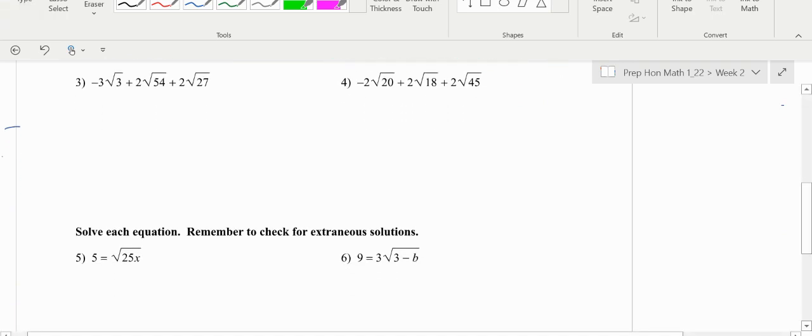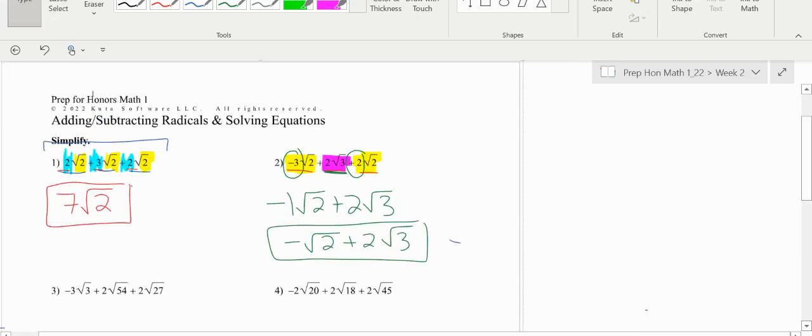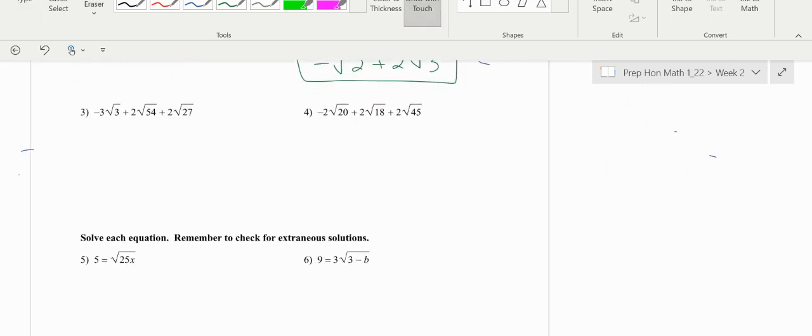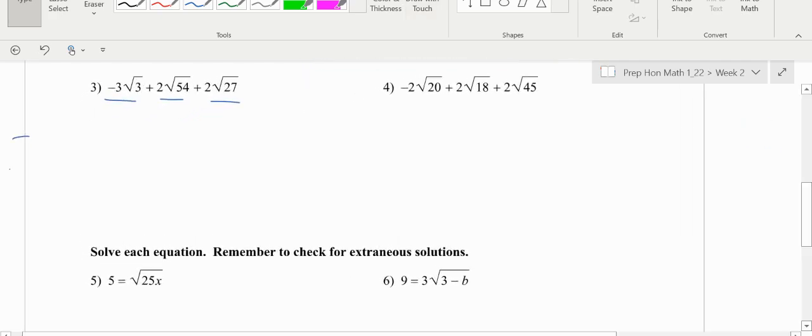Number 3 and 4 are very similar. It just has a little more work we have to do, right? So again, we're doing the same concept. I'm going to take a look at each term and see if I can simplify. So if I look at the first term here, and I'll make this a little bigger, the first term doesn't simplify, so I would just bring it down.